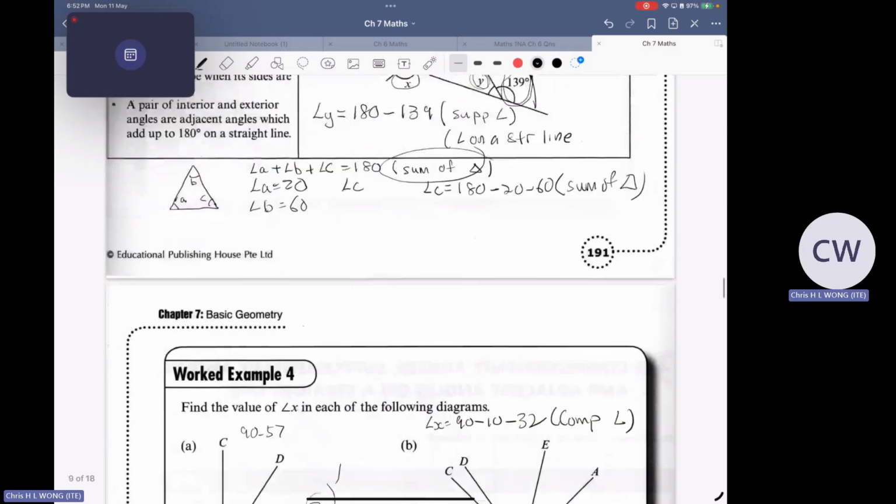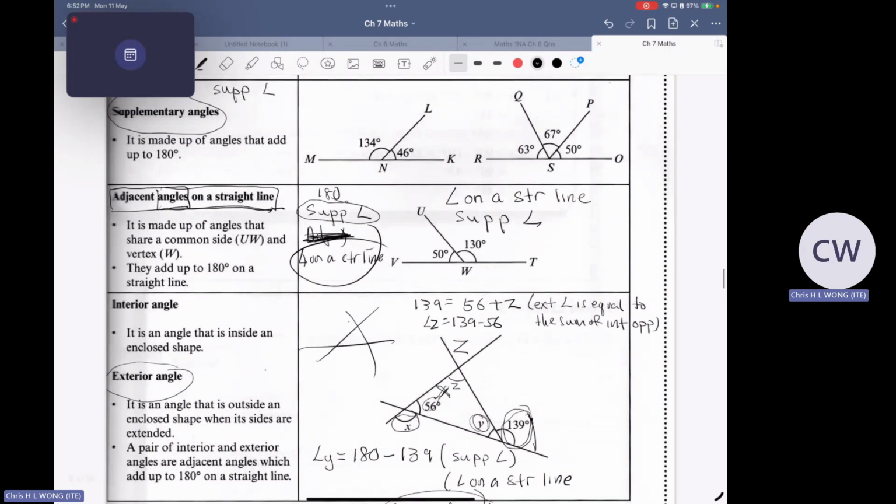We also learned about exterior angle when you have a triangle. When you have a triangle like that, intersected by three lines, it must be intercepted by three lines. Okay, I cut three lines. Outside angle is called exterior. Inside is called interior. Okay.